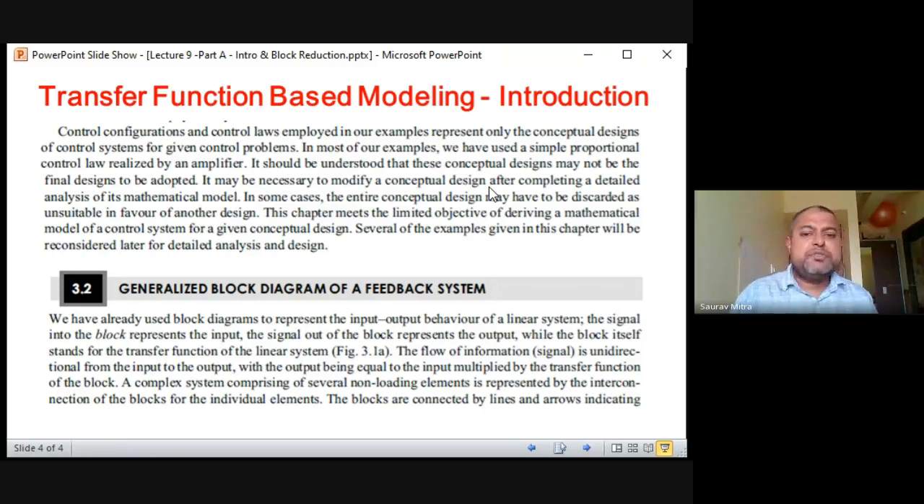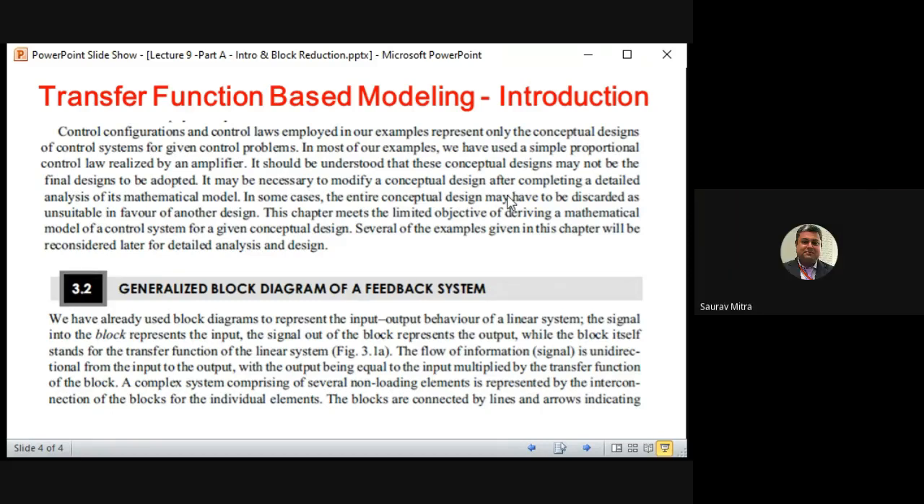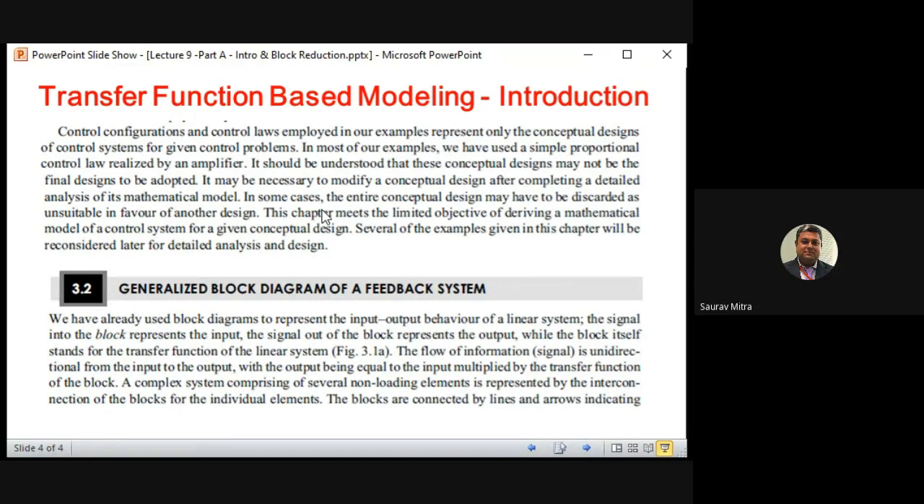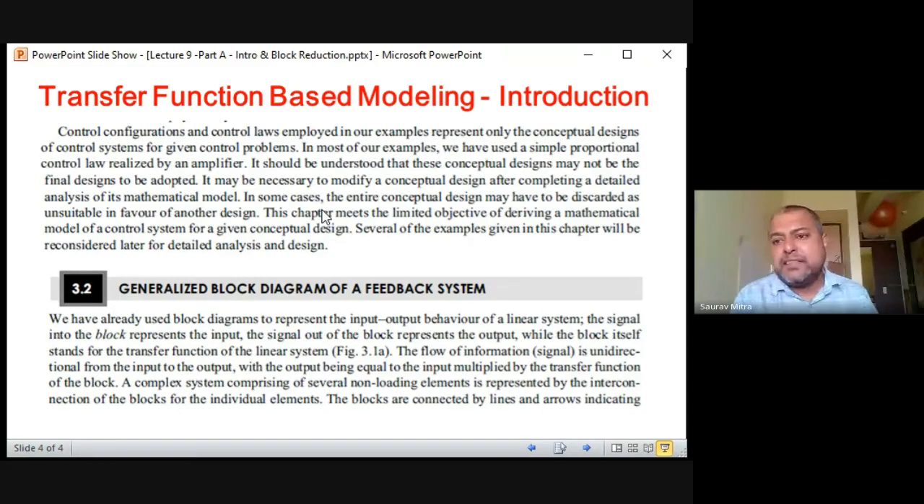So in most of our examples, we have used a simple proportional control law realized by an amplifier. It should be understood that these conceptual designs may not be the final design to be adopted. There can be many ways of transfer function based system modeling as well. It may be necessary to modify a conceptual design after completing a detailed analysis of its mathematical model. In some cases, the entire conceptual design may have to be discarded as unsuitable in favor of another design.